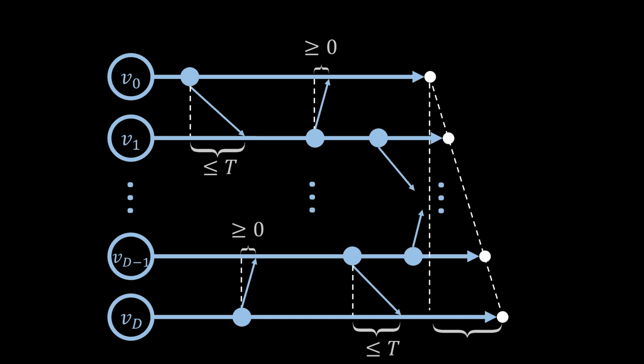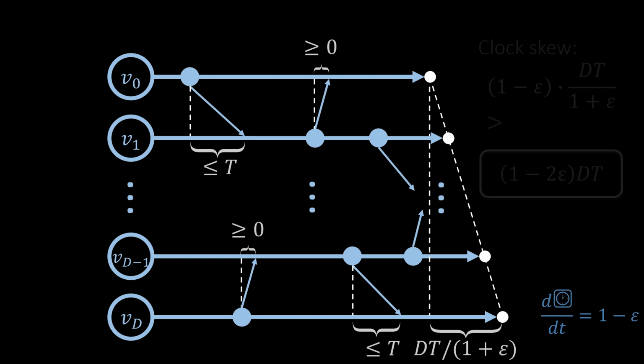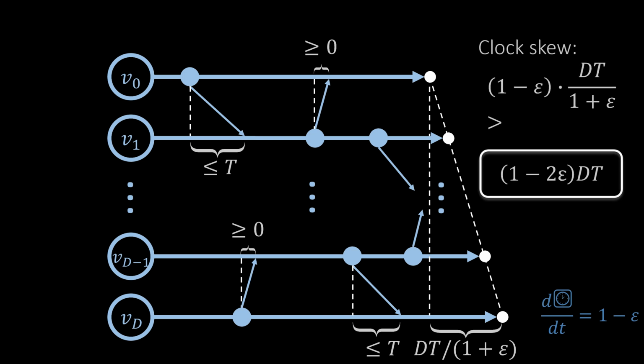Let's analyze the worst-case clock skew. As we saw before, it takes dt divided by 1 plus epsilon more time for node Vd to reach the same clock value as it has at the end of execution 1. Since the clock rate of node Vd is 1 minus epsilon, the clock skew between V0 and Vd when V0 reaches the end of the considered time period is at least 1 minus 2 epsilon times dt. It remains to answer the question how close to this bound we can get.